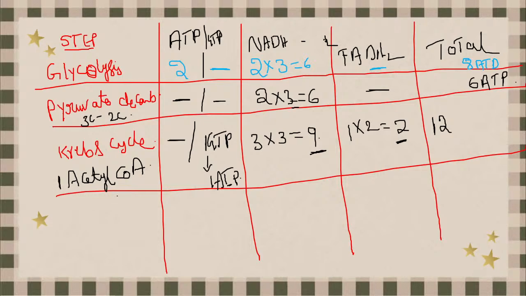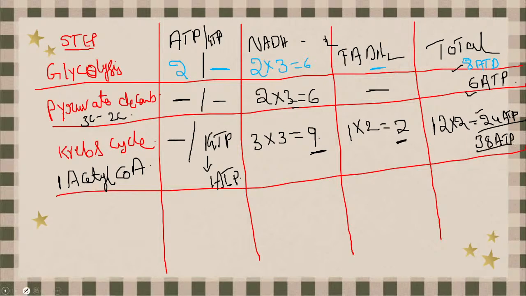But we should always calculate for the 2. So friends, what you have to remember? 12 into 2, which is 24 molecules of ATP. So what will be the total now? 24 plus 6 plus 8. So total how many, friends? It is 38 molecules of ATP.